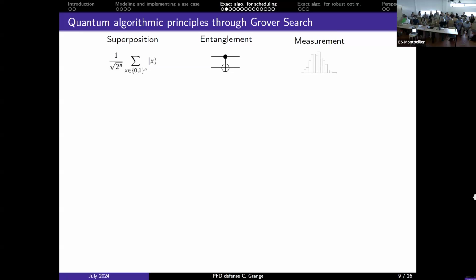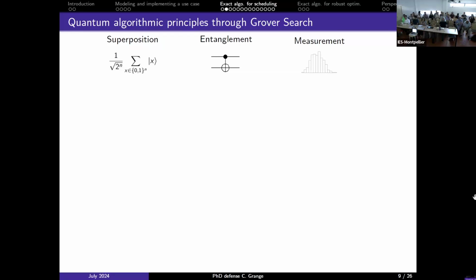We also have entanglement. Entanglement means that if we have a set of qubits entangled with another set, and we operate on the first set of qubits, it will directly change the state of the second set of qubits without applying any operation.